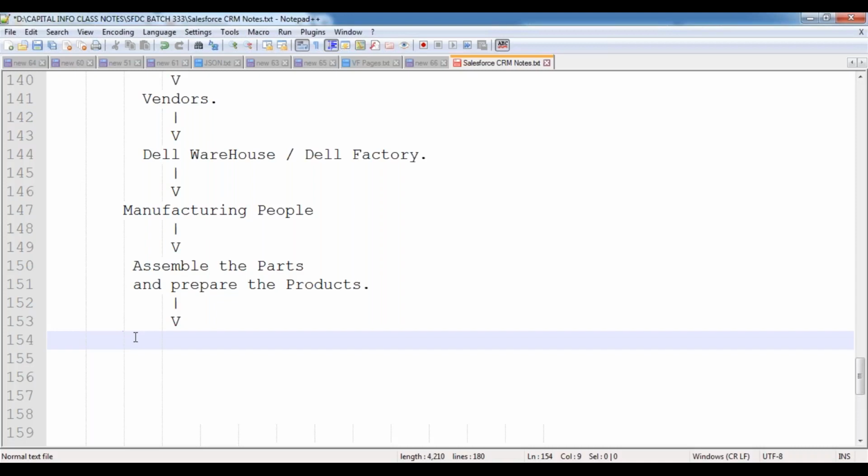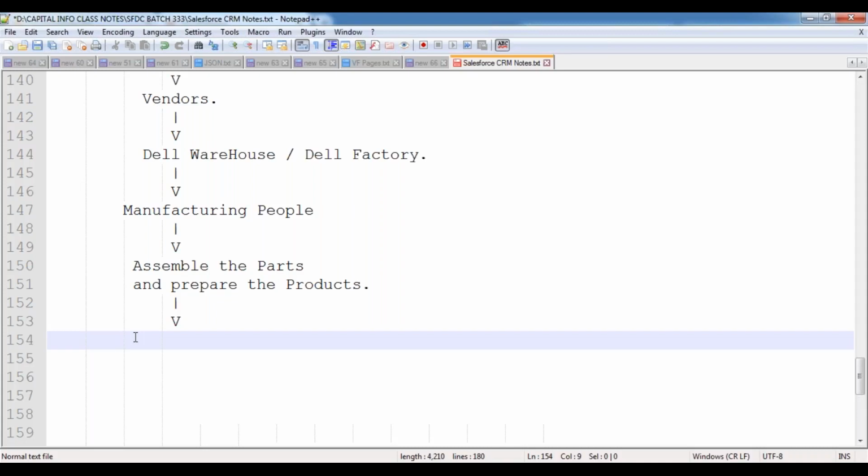In order to prepare these products, they're investing some millions of dollars. So once all the products are ready, then what would you do? We need to sell out our products. To whom? To the common people.